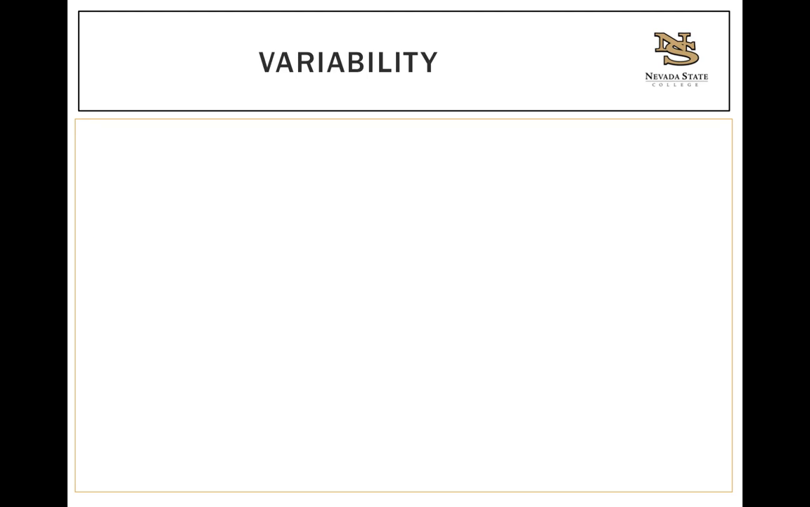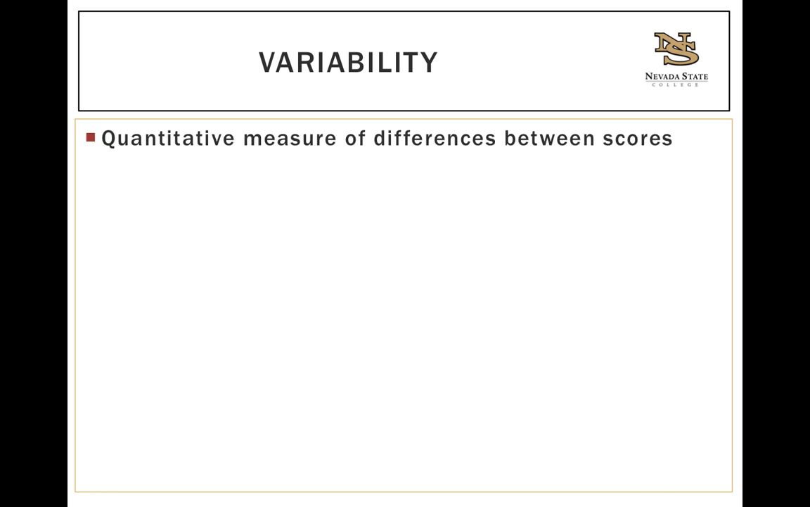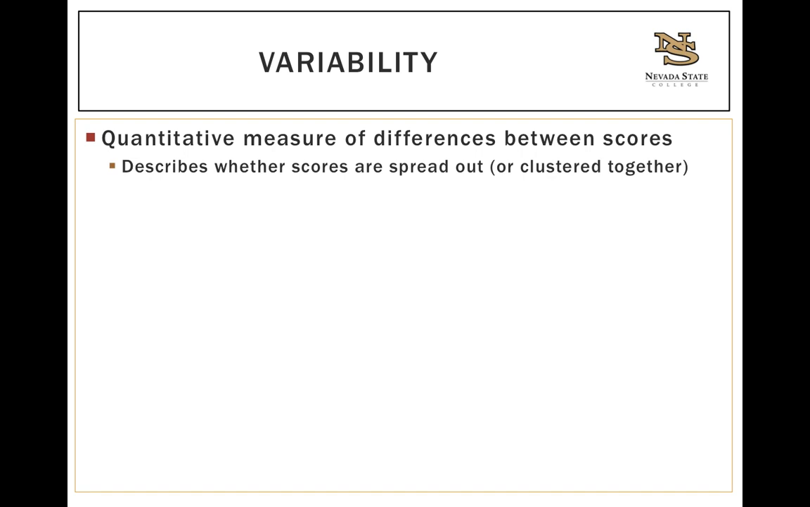So what do I mean in terms of a definition of variability? Variability is a quantitative measure of the differences between our scores. So like I said, we will be using a formula to come up with a number that stands for the variability of our distribution. What this number tells us is whether the scores are spread out, like we saw in that more wide distribution from the last slide, or clustered together, which we saw in the narrow distribution from the last slide.